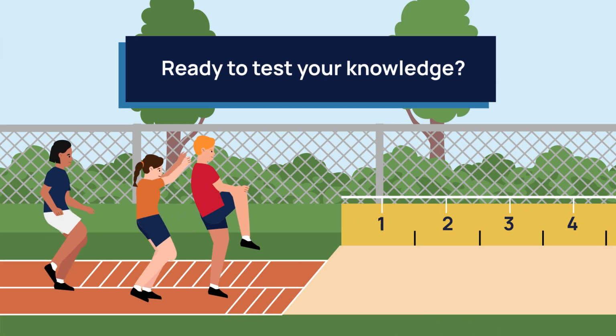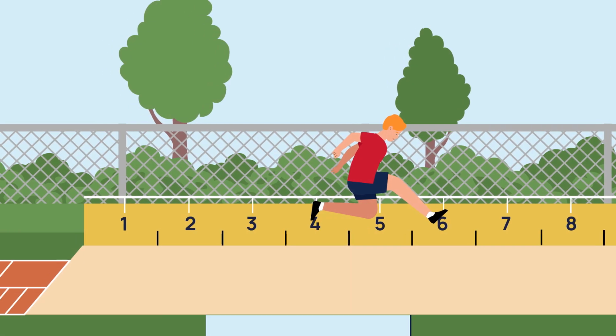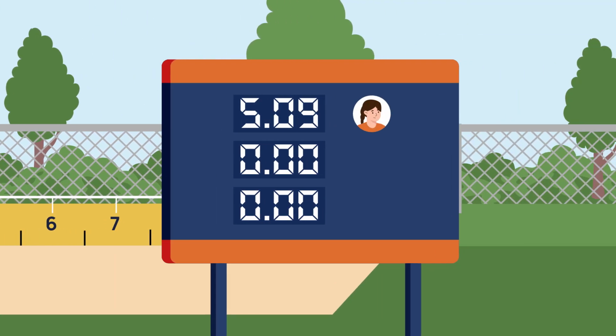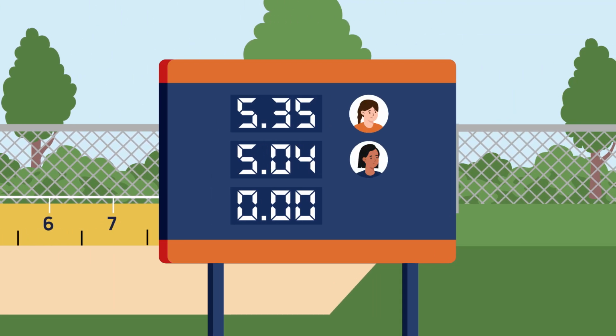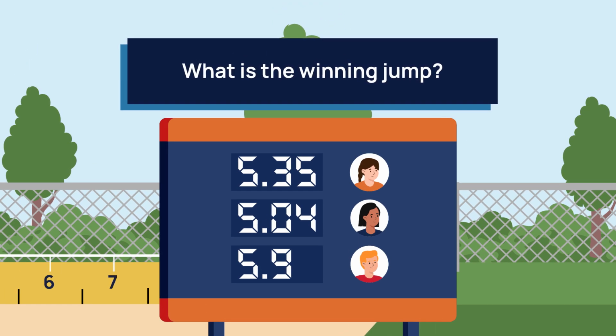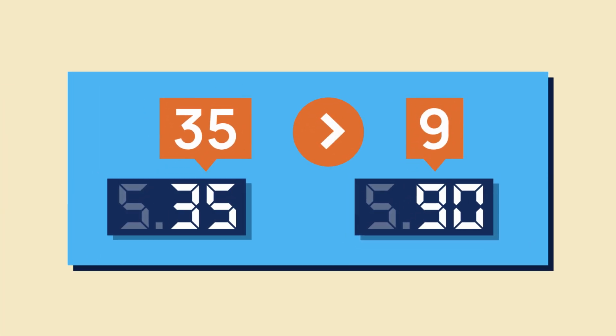Ready to test your knowledge? 3 competitors' long jump results came in for the final. Here are the distances jumped. What is the winning jump? If you thought this number was largest, it might be because you see the numbers as 35 and 9 instead of 35 hundredths and 90 hundredths. So 5 35 hundredths is less than 5 90 hundredths.